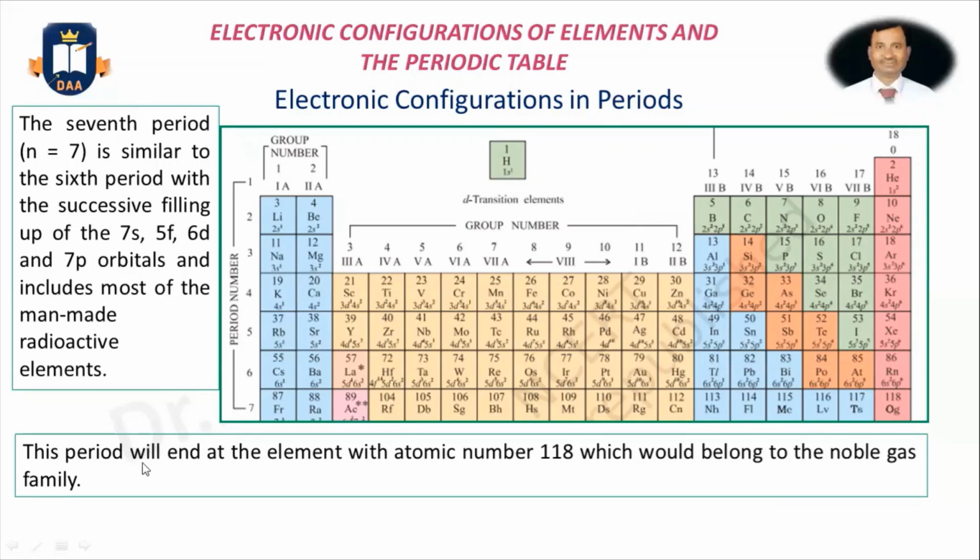Why will it? That means it is yet to be discovered. But from the prediction of the periodic table, we understood that this element should be invented and will occupy this place in the periodic table.